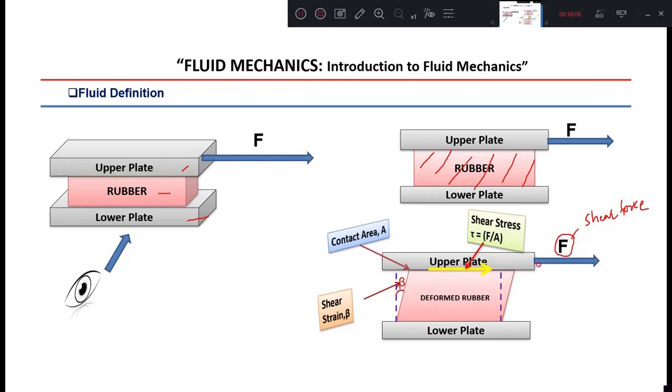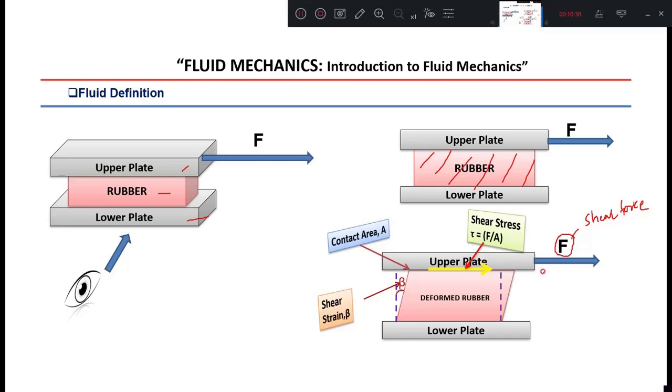For the applied force, the rubber will get deformed, and this is the deformed shape of the rubber. It will resist the deformation by the force by deforming through a certain angle that is called beta. Here it is called the shear strain. And here we have marked the contact area between the rubber and the plate. As I said, the more the magnitude of the force, the more the deformation.